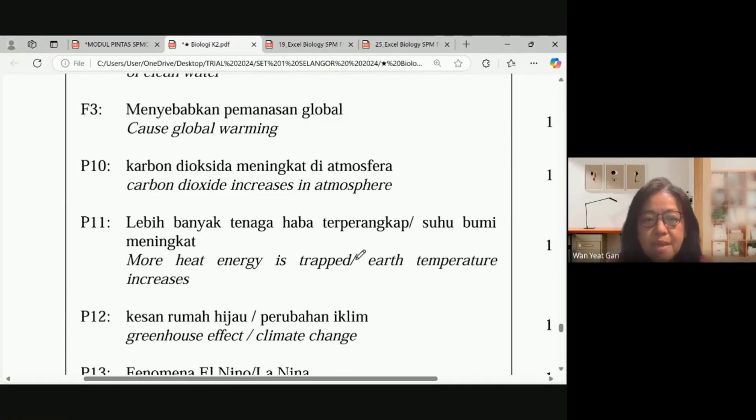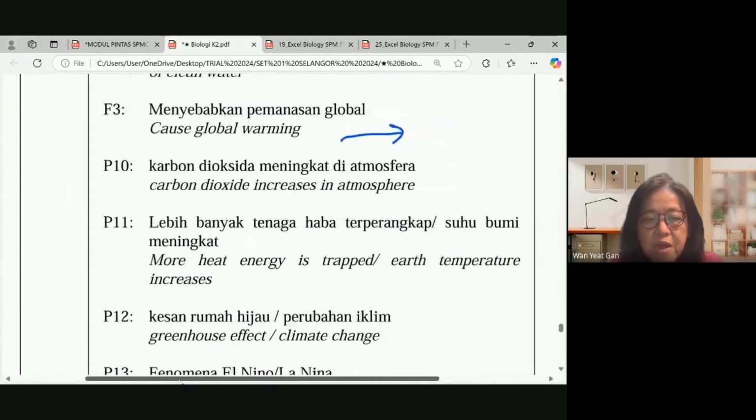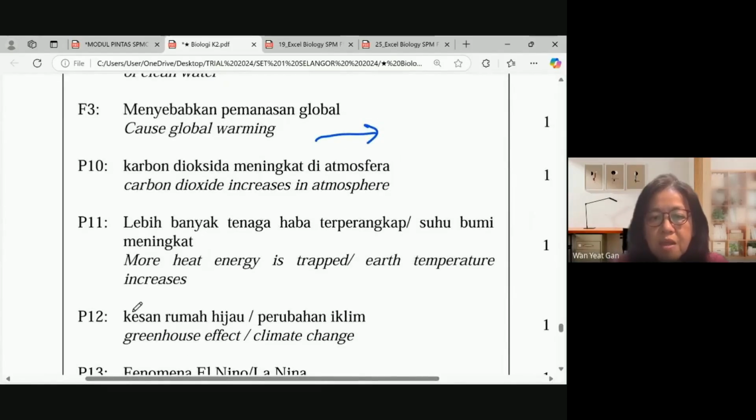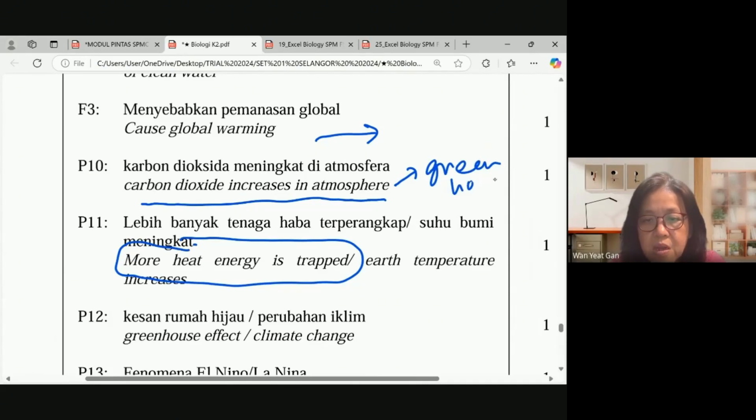And global warming, we know, is due to trees being removed, so there are fewer trees now to absorb carbon dioxide. So the carbon dioxide will increase in the atmosphere. And when the carbon dioxide increases in the atmosphere, then more heat is trapped, because carbon dioxide is a greenhouse gas. Okay, so that means the earth temperature will increase, right?